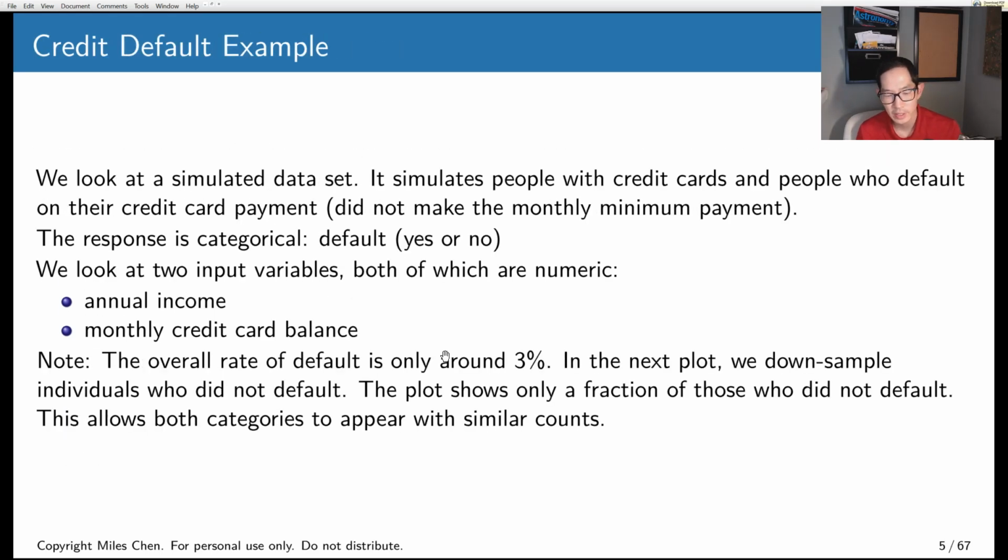The data set that we'll take a look at, which is available in the textbook, is a simulated data set on credit default. It's important to note that it's simulated because it's too clean compared to real-life data. The idea here is it simulates people who have credit cards and people who default on their credit card payment. Default in this case is a bad thing. It means they did not make the monthly minimum payment, and for a credit card company, that's a bad thing.